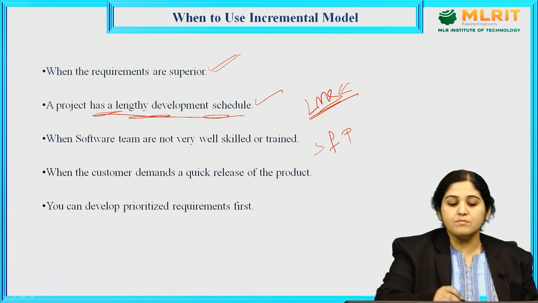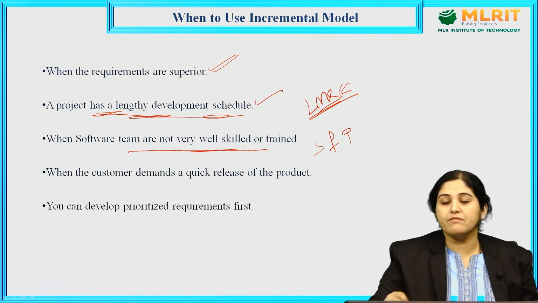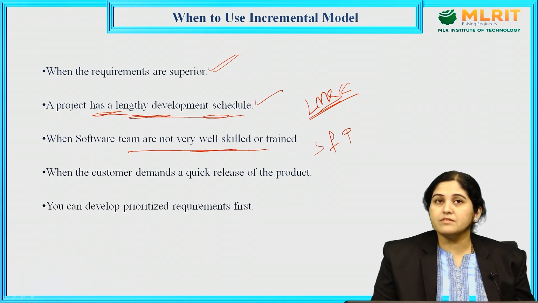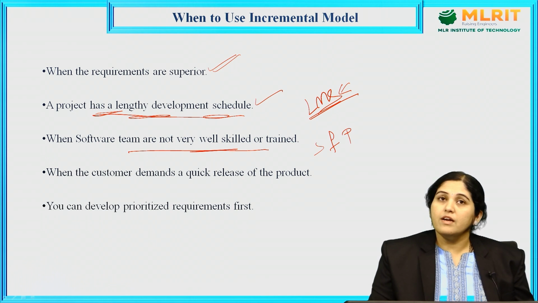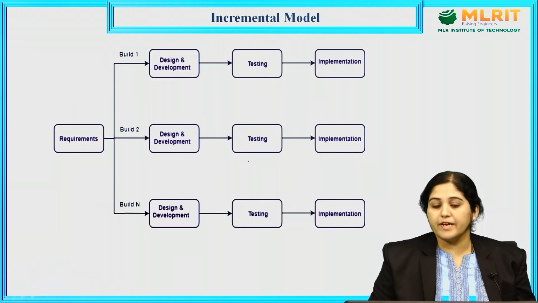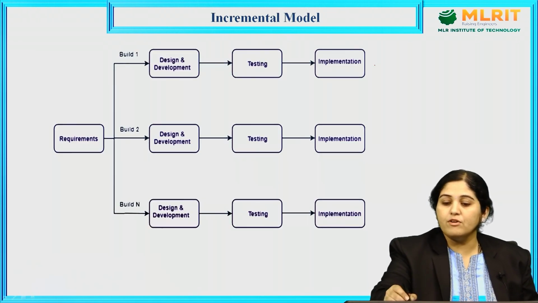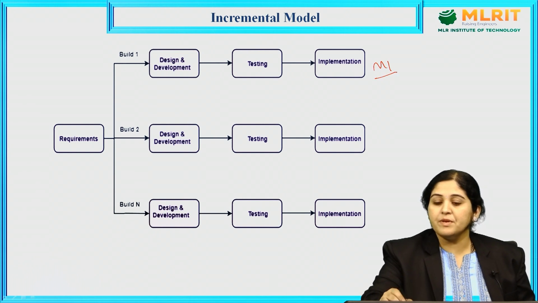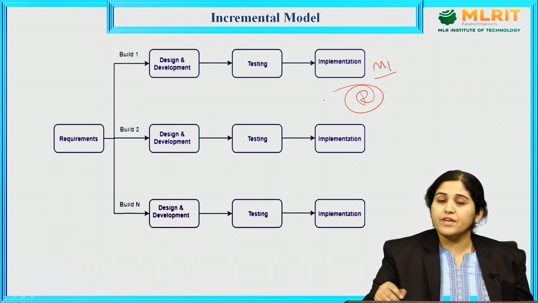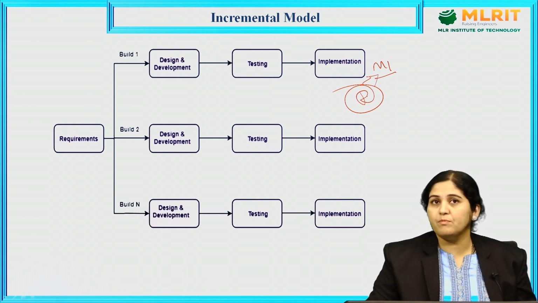Next comes when the software team is not very well skilled or trained. It means we cannot say that all the persons working on the incremental models are highly skilled. Okay, we have to use some of the resources. If we want to explain this point, see, if we are delivering model 1, it doesn't mean that we can use all the resources from the company, either human resources or technical resources, all at a time to build model 1.